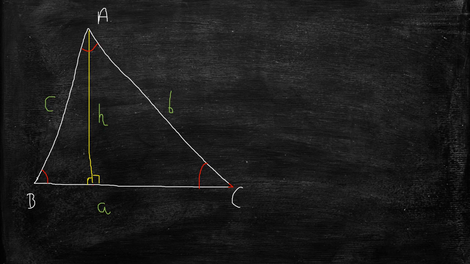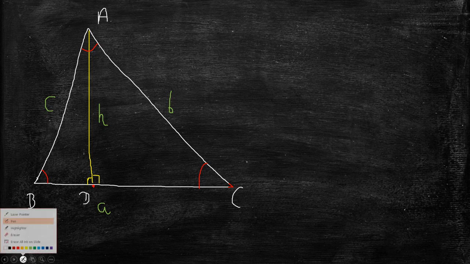Now, what is my D? Here I am marking this as D. So what I can do is in my triangle ABD. I am talking about this triangle.